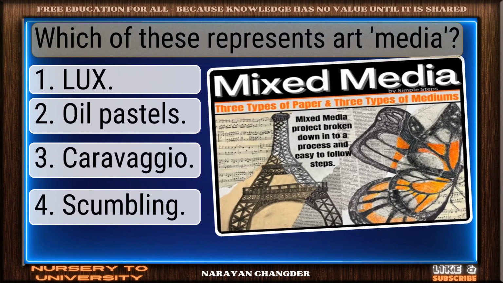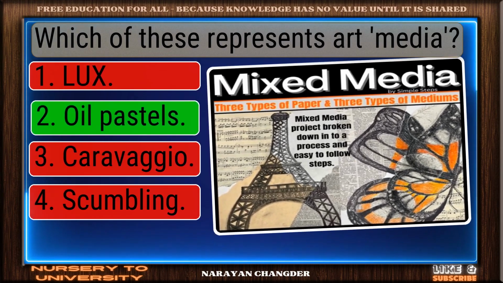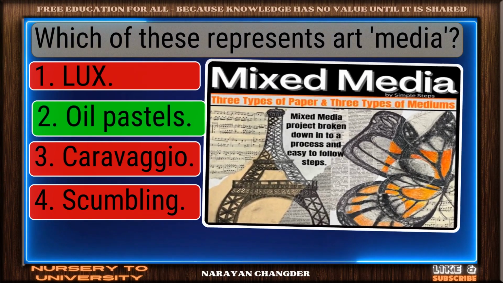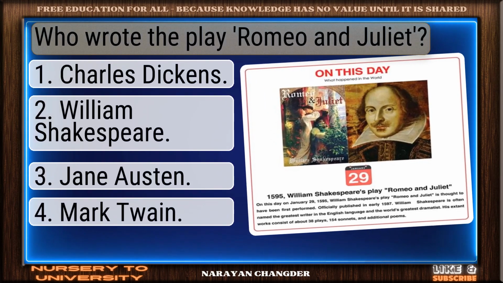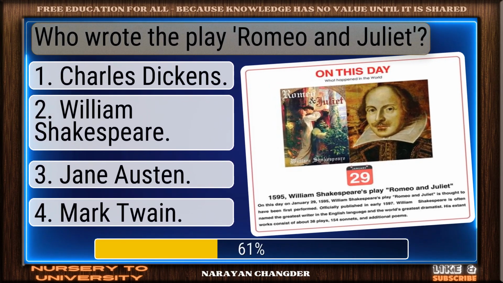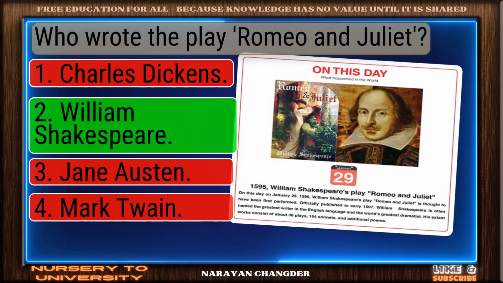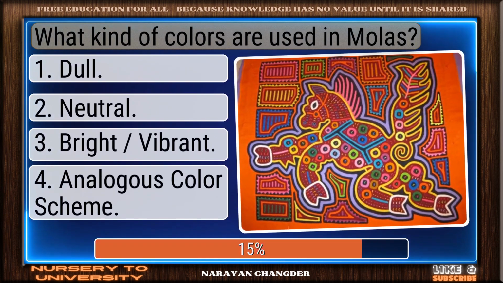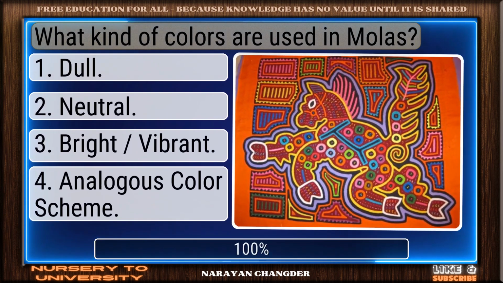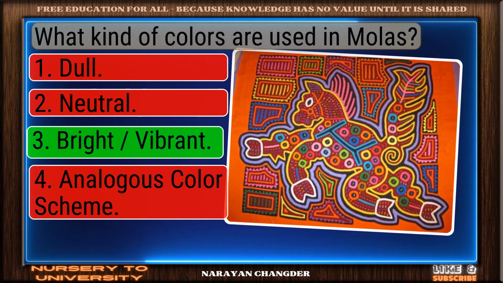Which of these represents art media? You chose oil pastels, and it is correct. Who wrote the play Romeo and Juliet? Good thinking. William Shakespeare is the right answer. What kind of colors are used in murals? Strong choice. Bright or vibrant is the right answer.